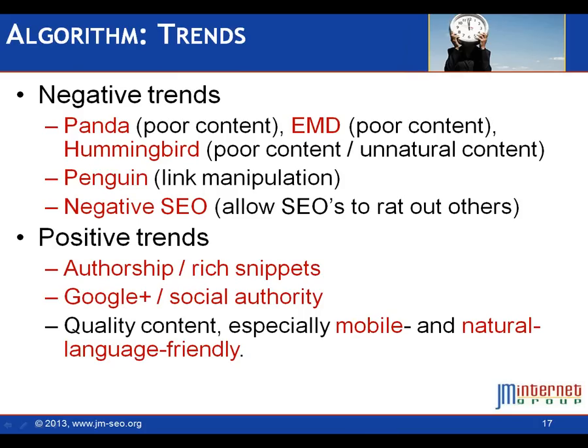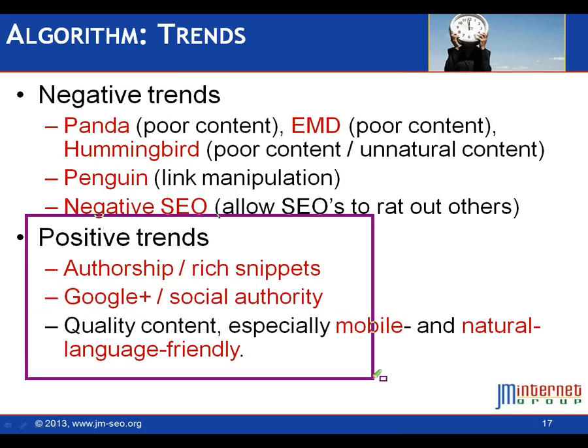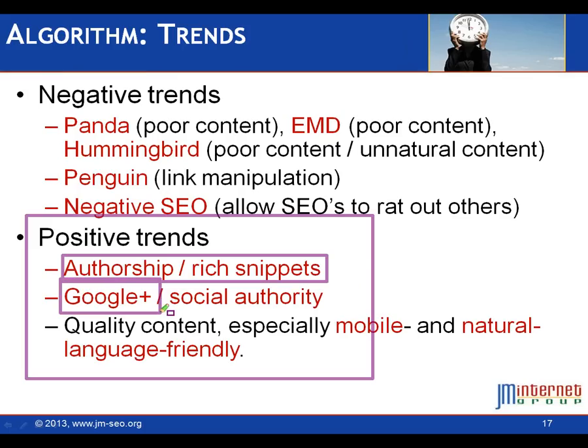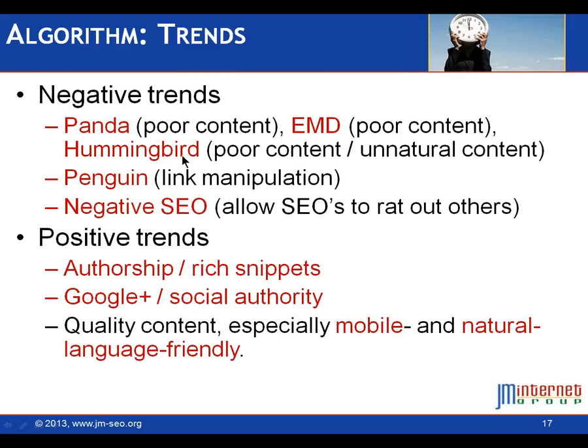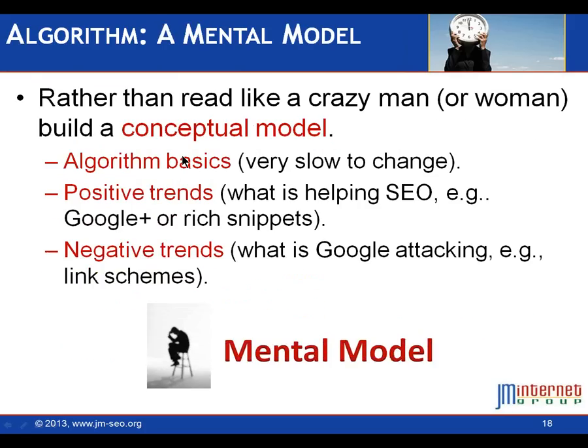Now, let's talk about positive trends. I'm not a person that likes to be negative. What are our positive trends? Google is rewarding rich snippets, pictures showing, reviews, etc. Google loves Google Plus, and it's rewarding sites with social authority. It's clearly rewarding sites that have quality content, especially stuff that's mobile-friendly and natural language. So you've got negative trends, positive trends. By being a good Google watcher, you can see the trends. It's kind of like picking stocks. Now you start to see what you need to be doing, where you need to be going. So build a mental model, rather than just reading like a crazy man or crazy woman. Think of your basics to the algorithm. Those are slow to change.